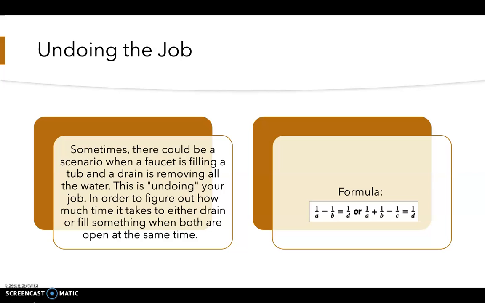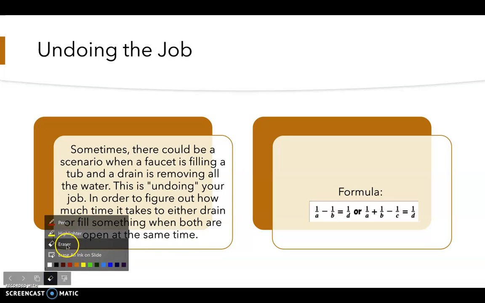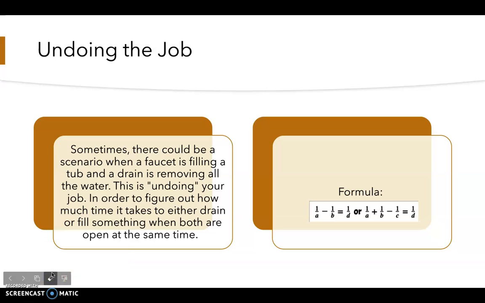So in this case, I'm going to ask a simple one. Let's say a faucet can fill a pool in, let's say, 2 hours, and a drain can remove all the water in, let's say, 1 hour. Then it asks to figure out how much time it takes to drain the tub when both are open. So I would look at this formula right here: 1/A minus 1/B equal to 1/D.